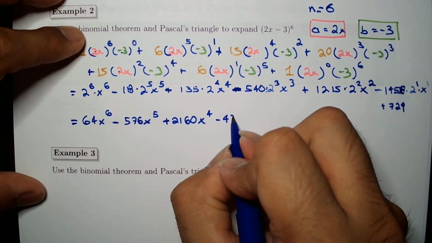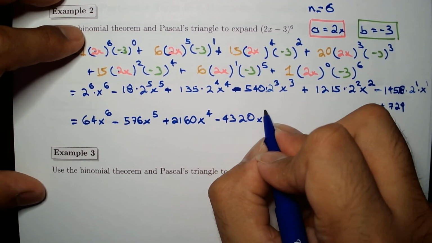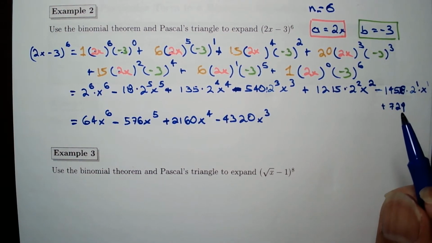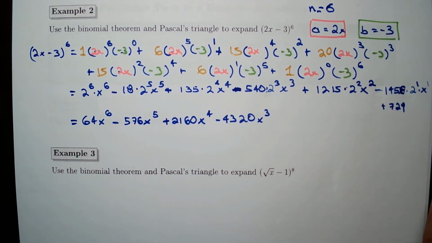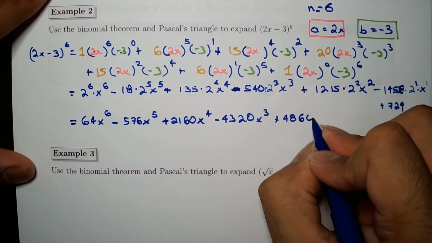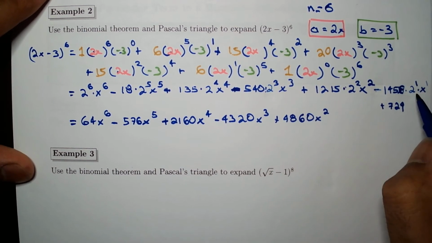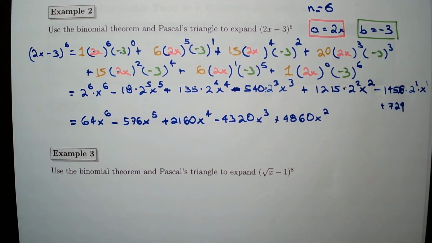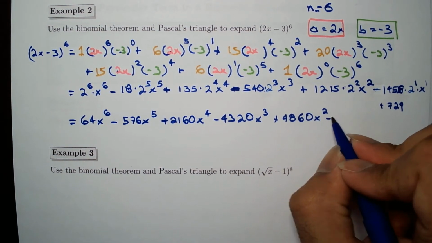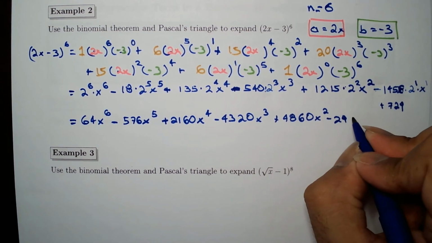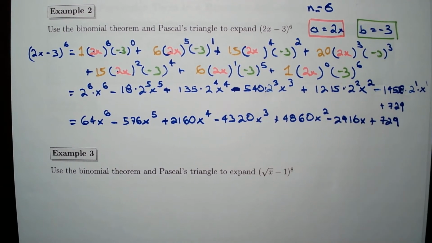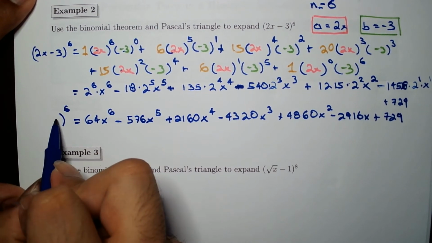Minus 4320 x cubed. 2 to the 2nd, which is 4, times 1215. That times 4, we get 4860 x squared. And then 2 times the quantity 1458, that's minus 2916 x plus 729. All right, and this is the final answer.